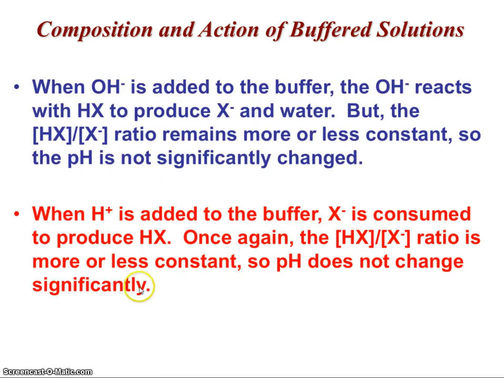So when OH minus is added to the buffer, the OH minus reacts with the HX to produce X minus and water. But the ratio remains more or less constant, so it's not significantly changed. If I add H plus to the buffer, the X minus, the conjugate base, is consumed to produce HX, but again, it's a small amount, and the ratio is relatively constant, so the pH doesn't change a lot.